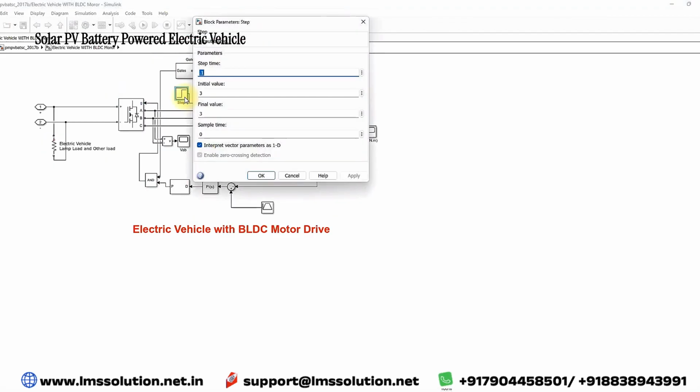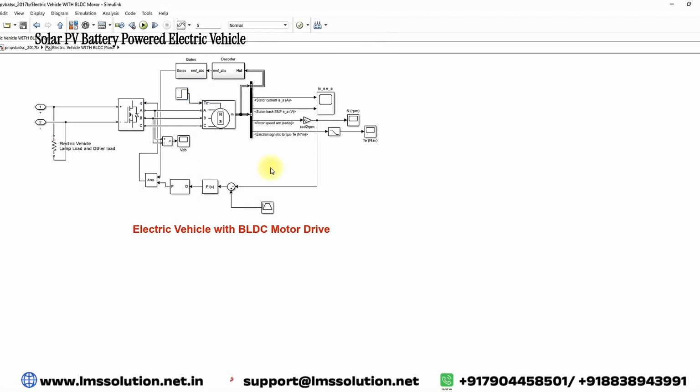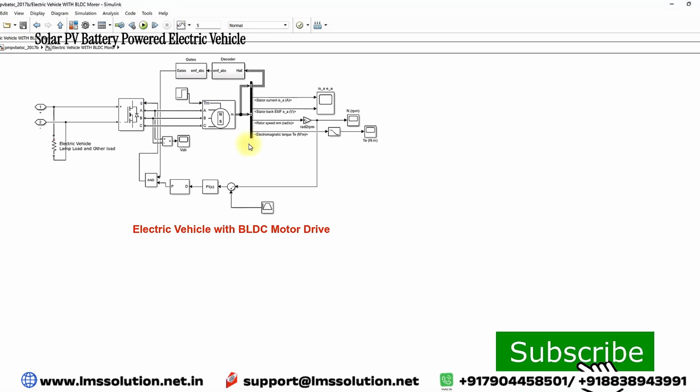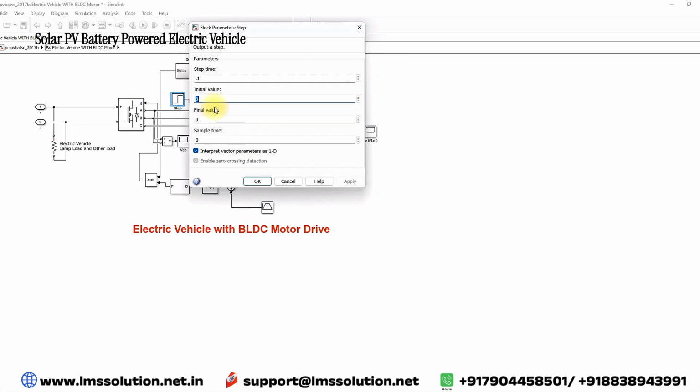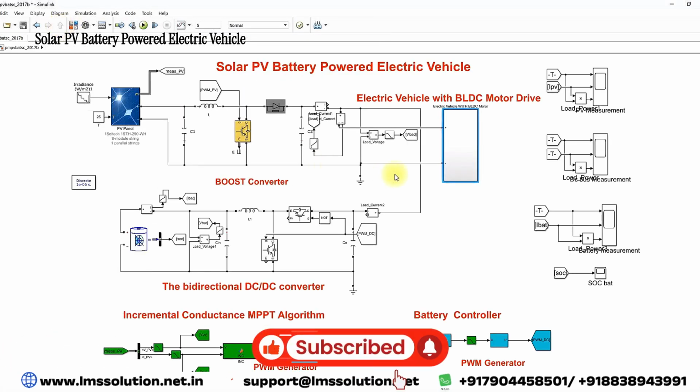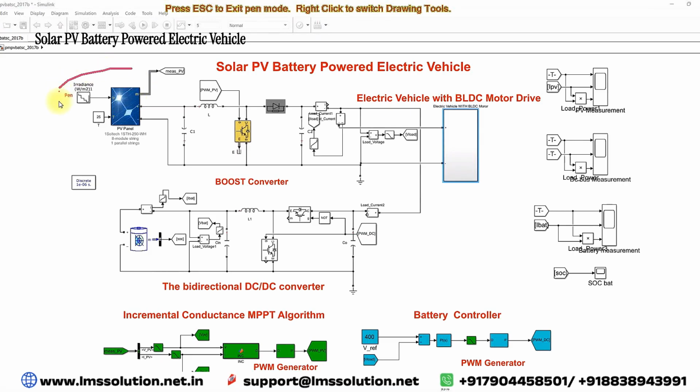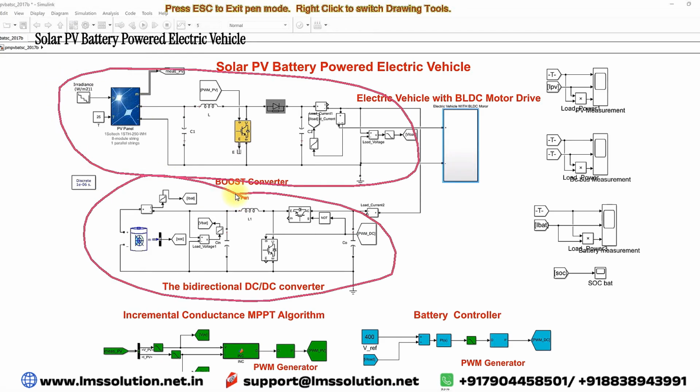And here we have a 3 Newton meter load. This 3 Newton meter load is always present in the system, because an electric vehicle always has a full load, and we do not project that concept here. Here we are making it 3 Newton meter, and this BLDC motor drive is powered from the solar PV system and the battery energy storage system.